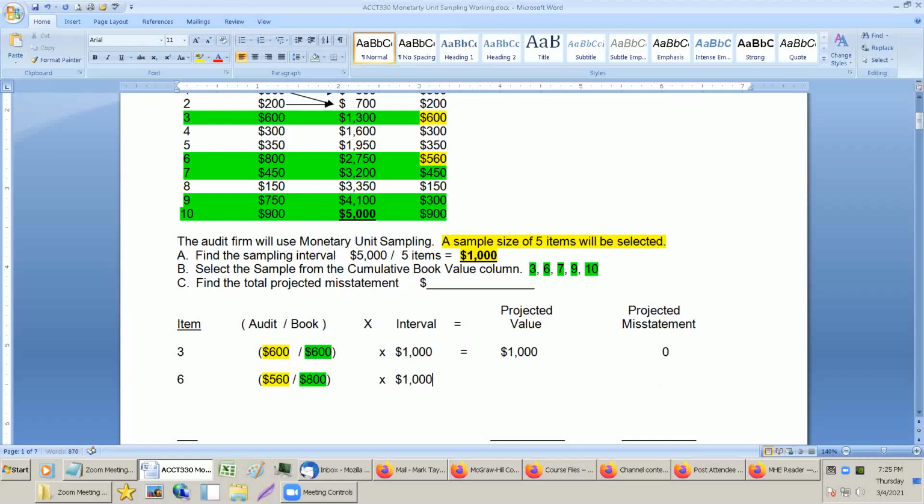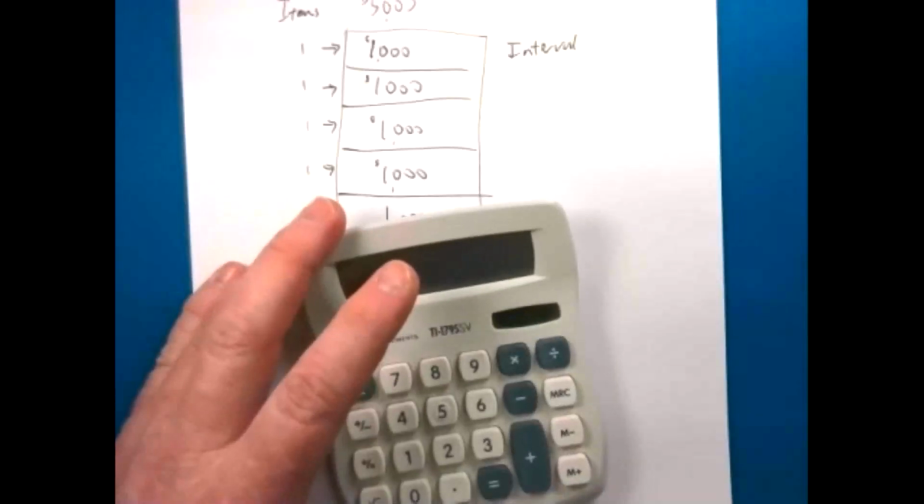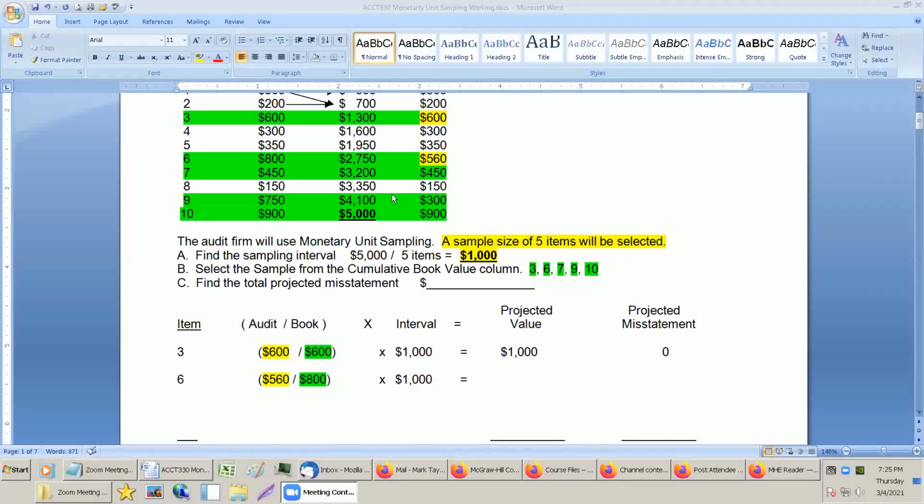Multiply by the interval. So we're going to say that this interval is 560 divided by 800. Time for Mr. Calculator. Okay, so 560 divided by 800 is 0.7. Okay, so that would be 700 then, right? So 0.7 times 1,000. So the projected value of that would be 700. So 560 divided by 800 is 0.7, and then we multiply that by the 1,000.